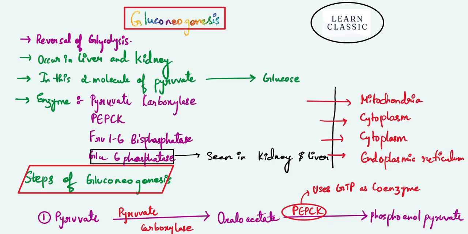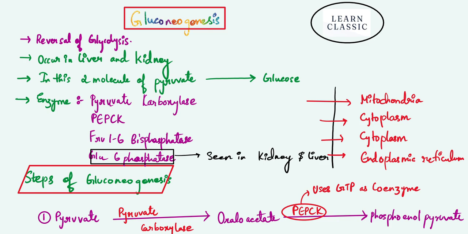Today, we're going to discuss gluconeogenesis, an important topic of biochemistry. This process is essential for maintaining blood glucose level, especially during fasting or prolonged exercise. It occurs primarily in the liver and, to a lesser extent, in the kidneys also. So, let's dive into the topic.